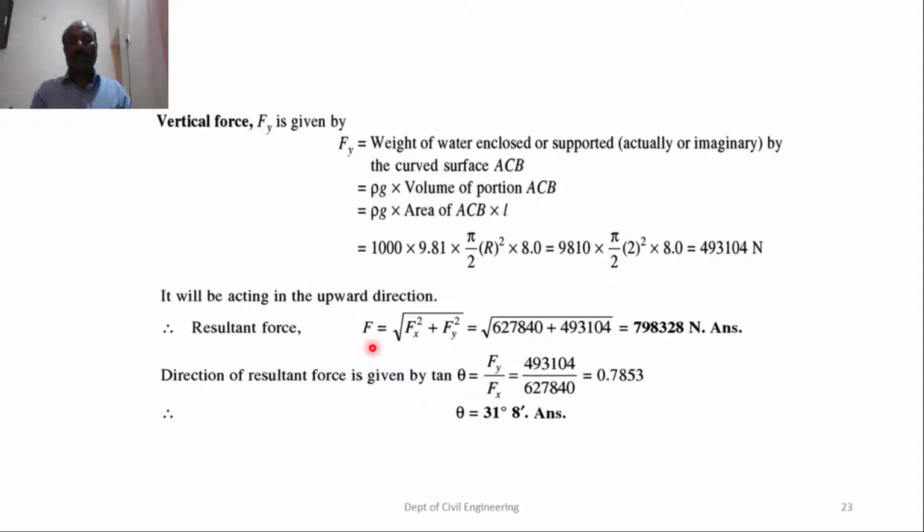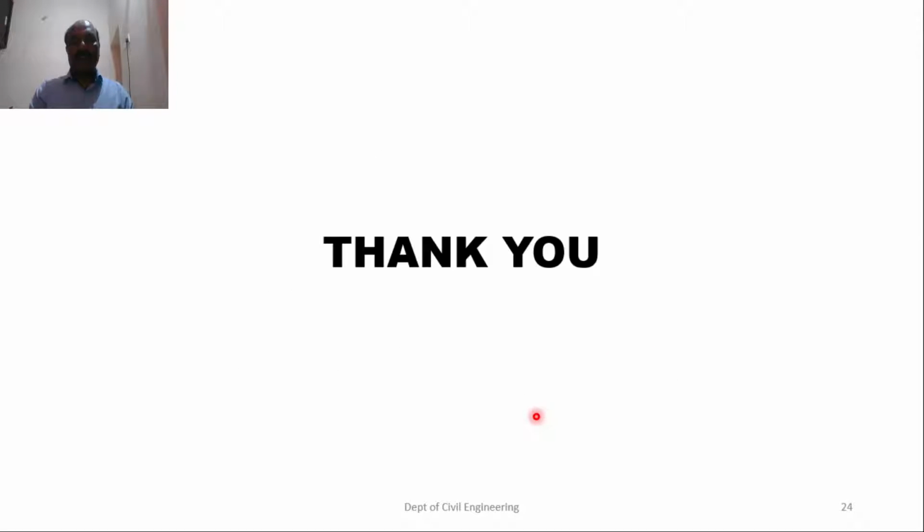The resultant force is the square root of Fx square plus Fy square, where Fx is 627840 and Fy is 798328 Newton. The direction of the resultant force is given by tan theta is Fy by Fx. Dividing the Fy value by the Fx value gives 0.7853, so theta is 31.8 degrees, that is 31 degrees 8 minutes. Thank you.